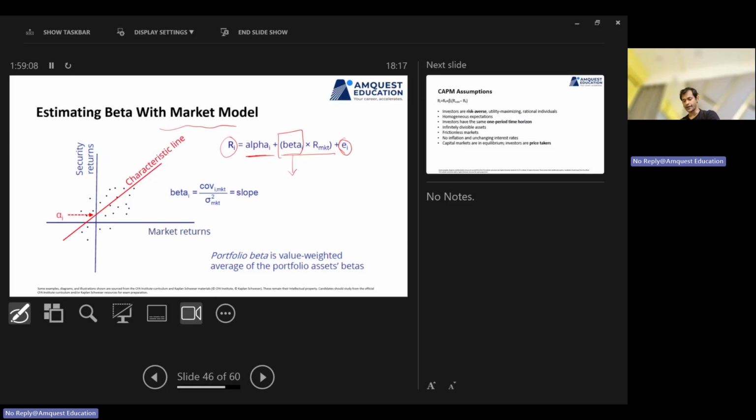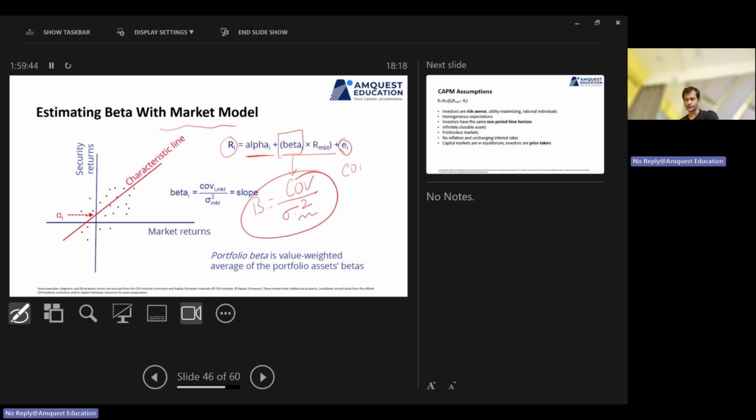Now, beta can be connected to the correlation formula, right? Remember what the correlation formula was? Covariance upon deviation A into deviation B. Now here A and B is basically itself, therefore for the market, it is deviation squared of the market. So beta is equal to covariance upon market variance. Clear? Beta equals covariance upon market variance.